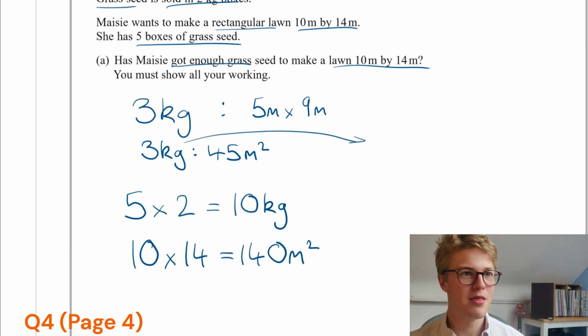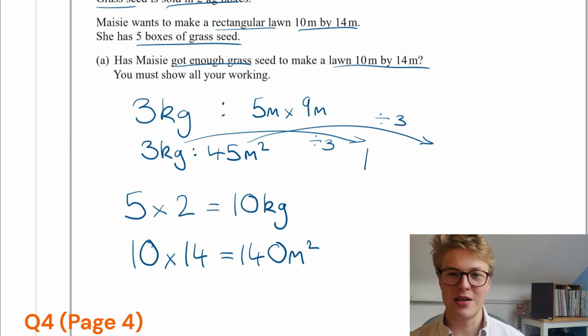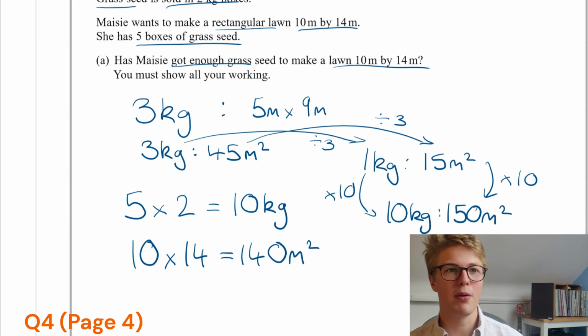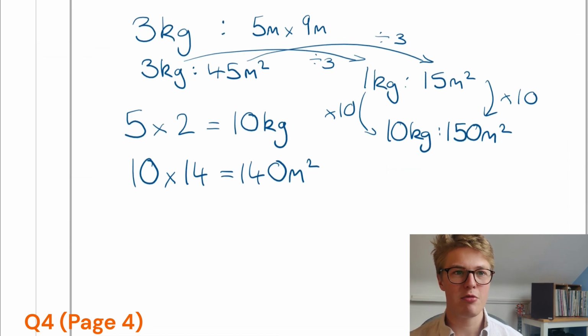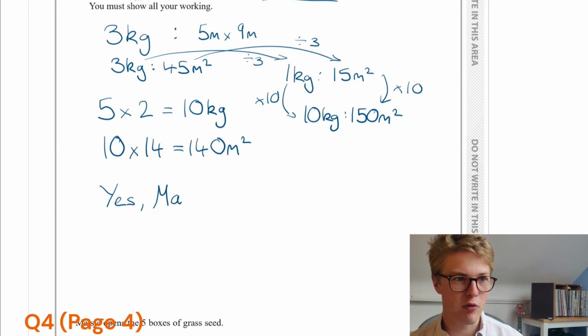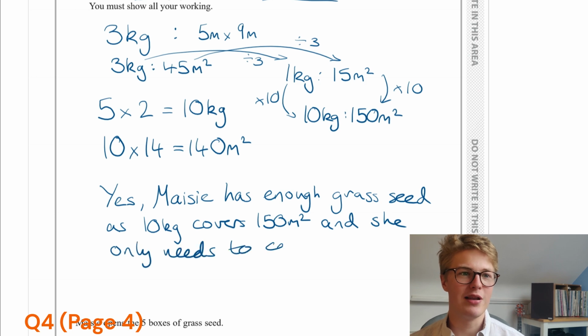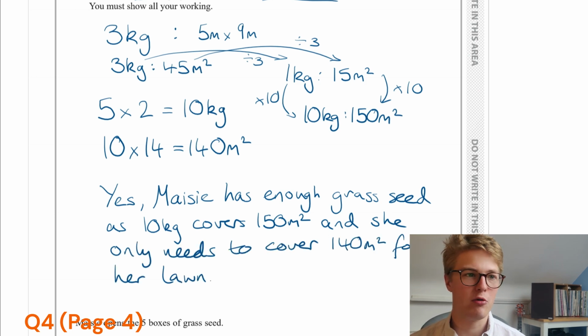Maisie wants to make. 1 kilogram will give us 15 meters squared of grass, and that is because we divide 3 kilograms by 3 and 45 meters squared by 3. We then multiply this by 10, so we get 10 kilograms gives us 150 meters squared of lawn. So therefore, yes, Maisie does have enough grass seed, as 10 kilograms covers 150 meters squared, and she only needs to cover 140 meters squared for her lawn.